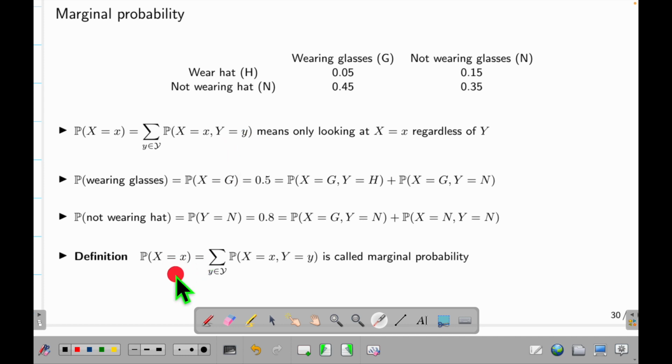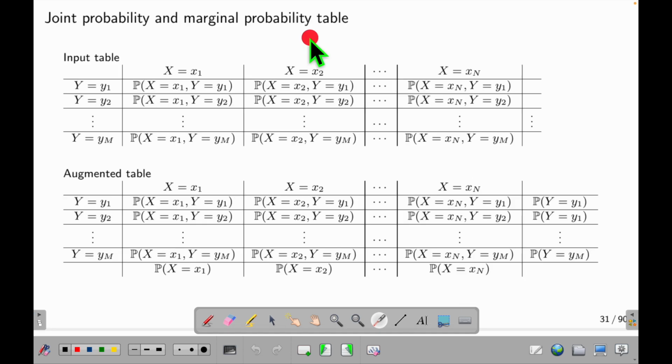If we only care about one of the attributes, we don't care about the other attribute. This has a name. This is called marginal probability. This is a table. That means for all the x, we have n events, that is x1, x2 up to xn. And for the y, we have m events. So for the calligraphic Y, we have m events.